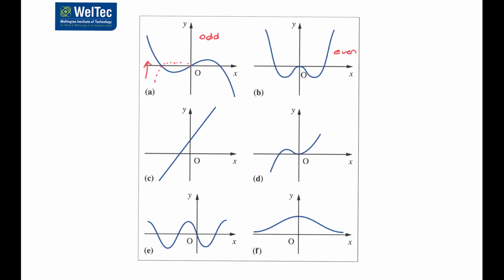C is a straight line. That's neither symmetric or anti-symmetric. It's neither odd nor even. Similarly, D is neither. If you have a look at that, that is neither odd nor even. E, if we flipped and moved, yes, we'd see that was anti-symmetric. It's odd. And F is symmetric about the y-axis, so that is even.